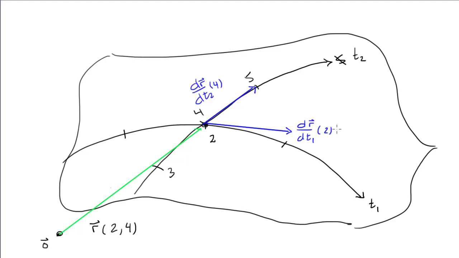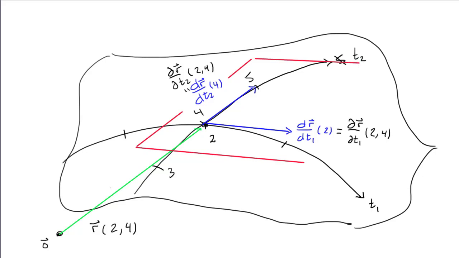We have a new notation for this, the partial derivative notation. Taking a T1 derivative, and I'm taking a T2 derivative. That way all the information's in one symbol. Two tangent vectors give me a plane. Tangent vectors, tangent plane.